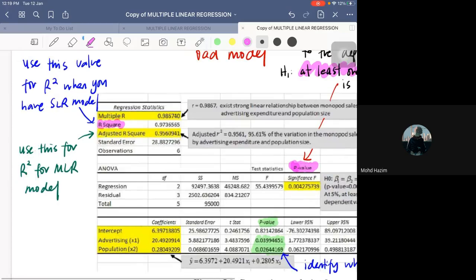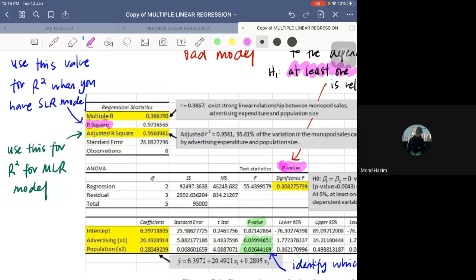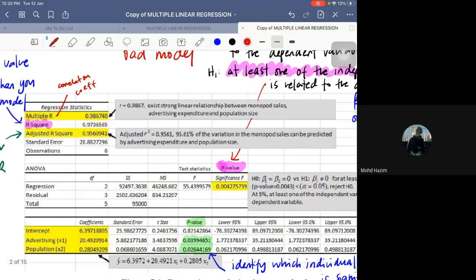Now let's start with the regression statistics over here. We discussed this during simple linear regression. You use multiple R to find the correlation coefficient, so this one is for the correlation coefficient. It's still the same idea for multiple regression as well. If I have a value of 0.9867, I'm going to say that we have a strong linear positive relationship. Positive is missing over here, so you need to say that it's a positive strong linear relationship between the monopod sales, advertising expenditure, and population size.